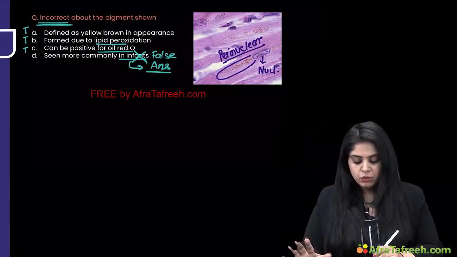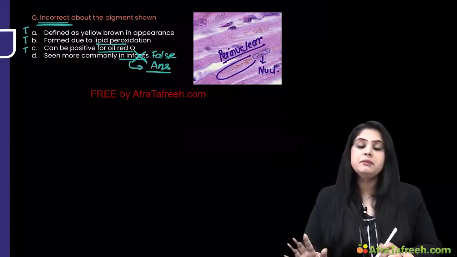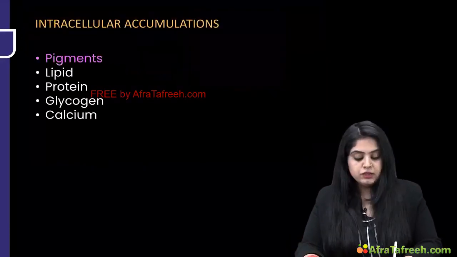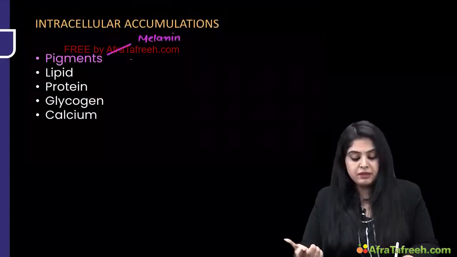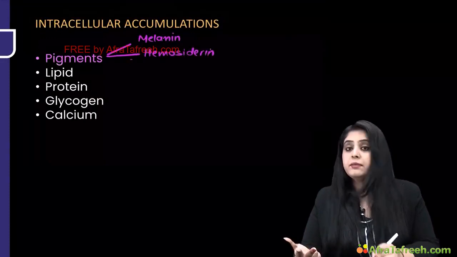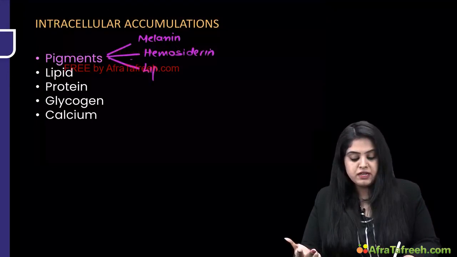So you've done the most important pigments. There is one pigment that I want to add on to this story. So what all pigments have you done? Number one, you've done melanin, the skin pigment. Next, you've done hemosiderin, which is to do with the iron related, the hemorrhage related stuff. Next, you've done lipofuscin and the entire story about it.